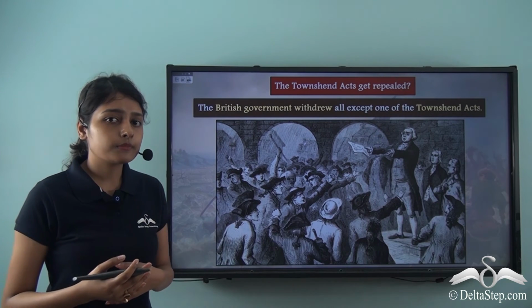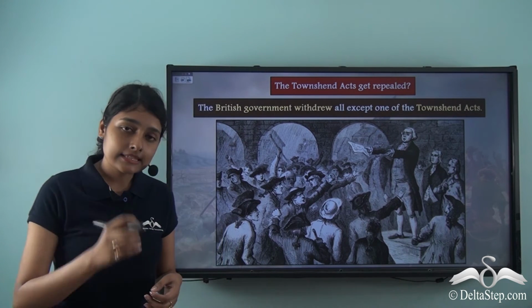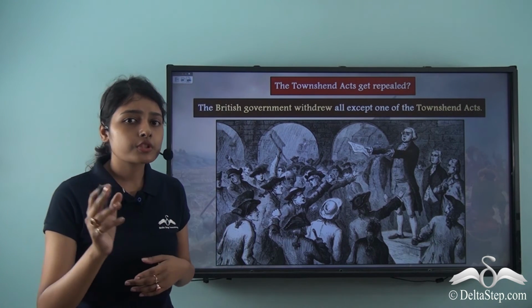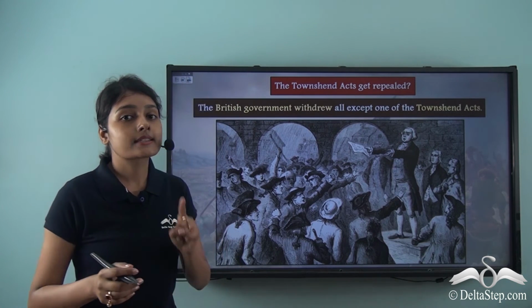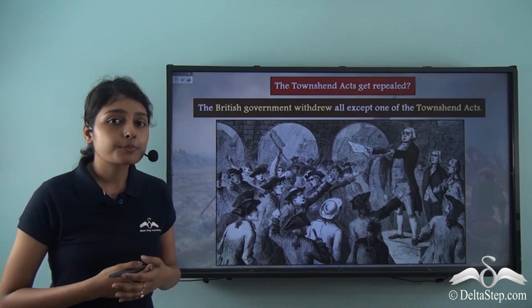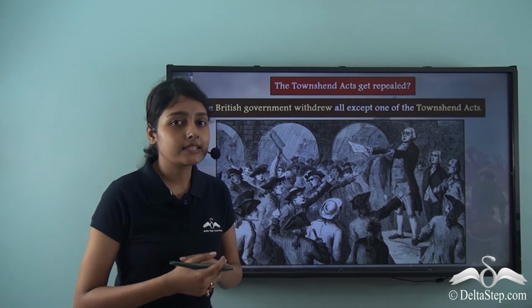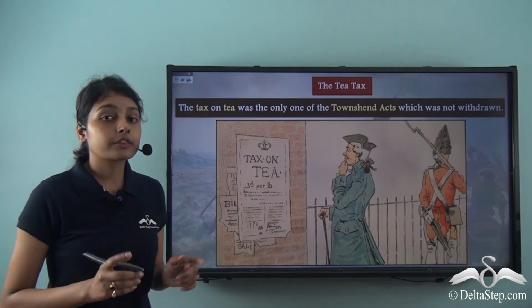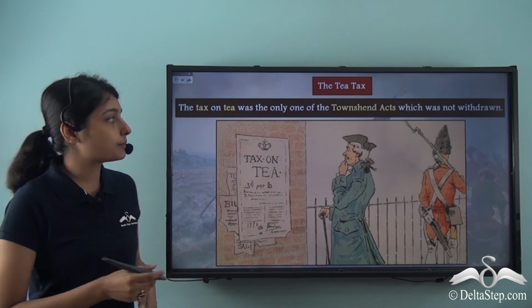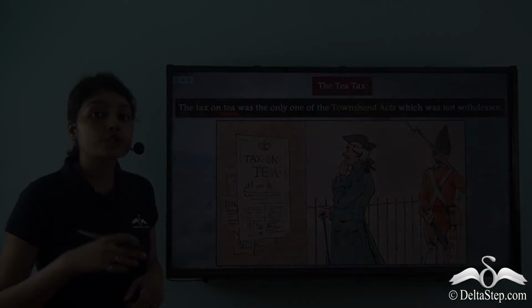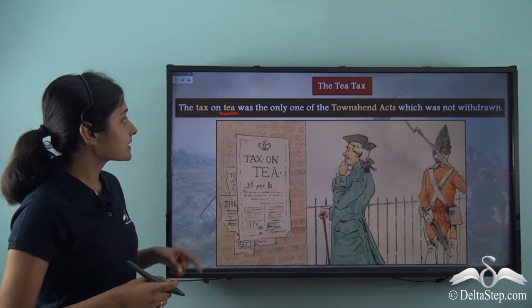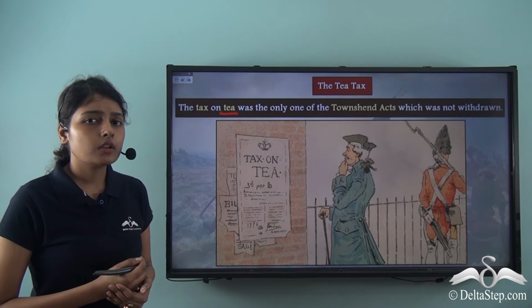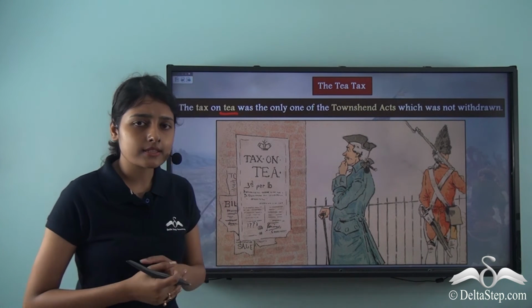Finally, after some time, the British government realized that this time as well, it had to repeal the Townshend Acts. Most of the Townshend Acts were repealed except one. Can you tell me which product was it that was still heavily taxed by the British government? The product that was still heavily taxed by the British government was tea. So among all the Townshend Acts, it was only the tax on tea that was not repealed by the British government. But don't you think there is some specific reason behind it?